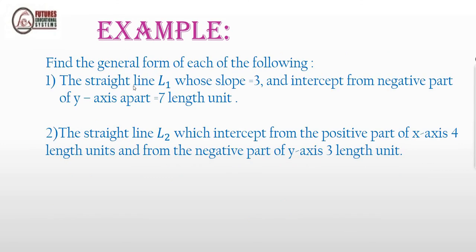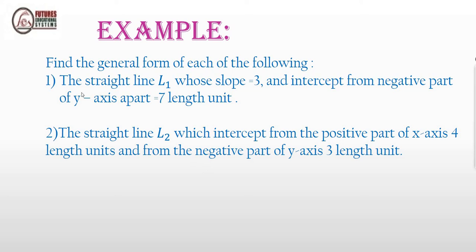Find the general form of each of the following. The first one, the straight line L1 whose slope is 3 and which intercepts the negative part of the y-axis by 7 length units. The second one, the straight line L2, which intercepts the positive part of the x-axis by 4 length units and the negative part of the y-axis by 3 length units.